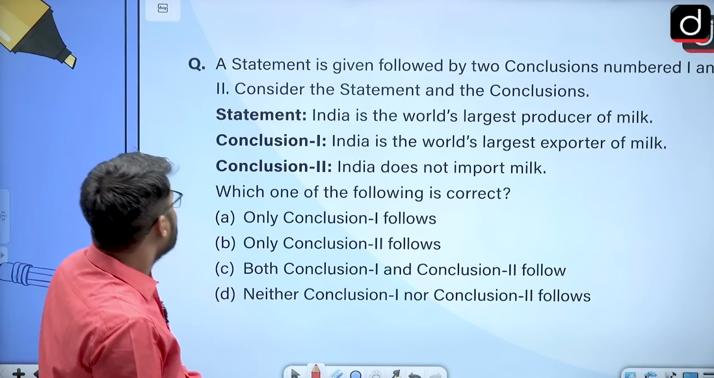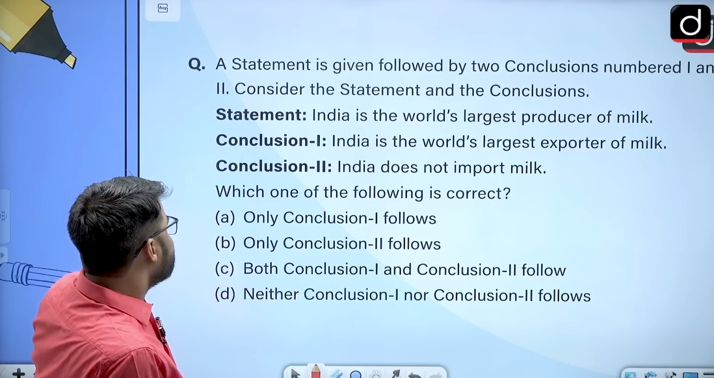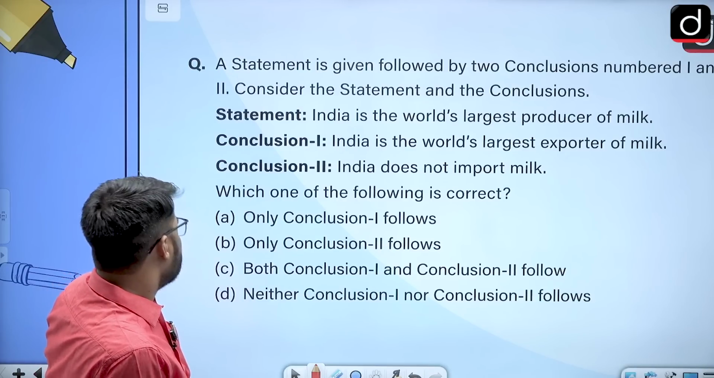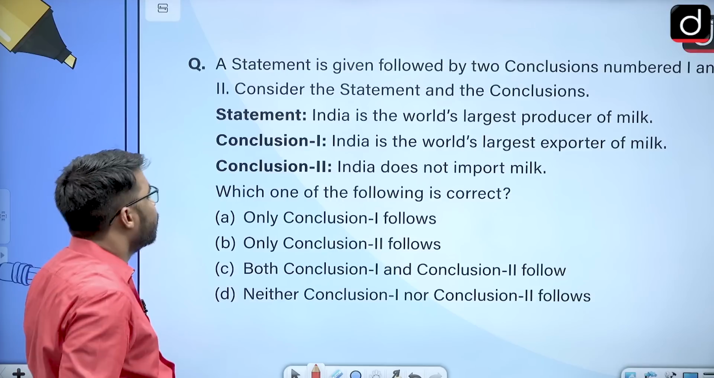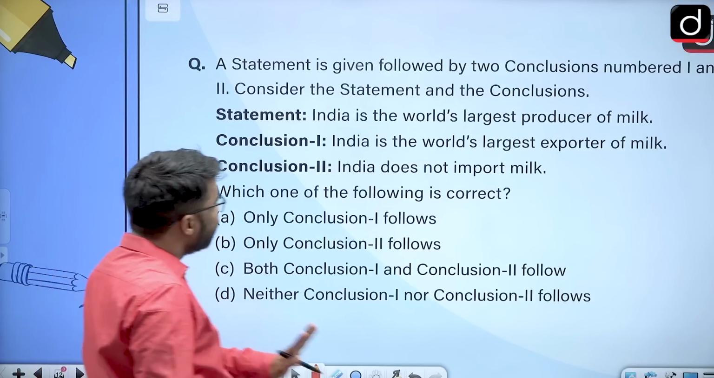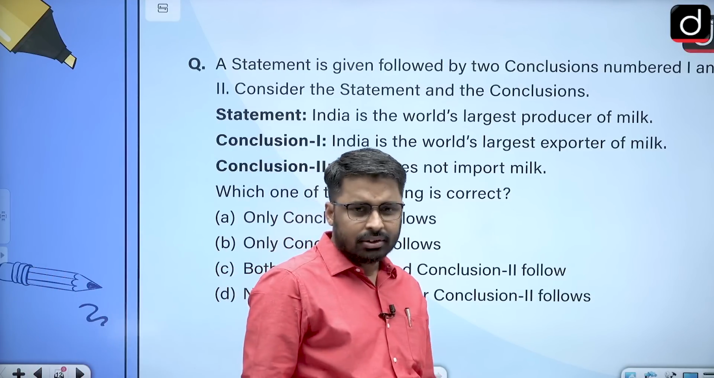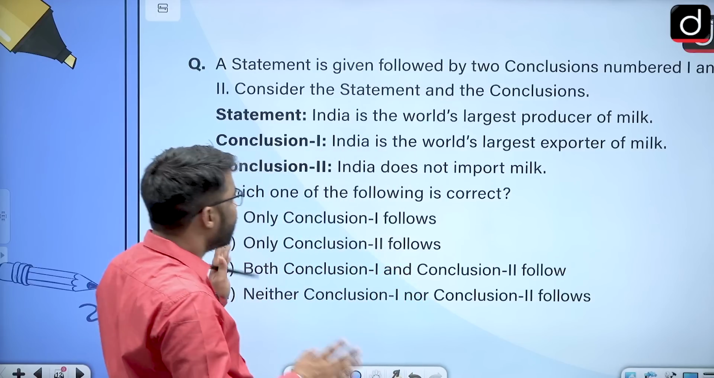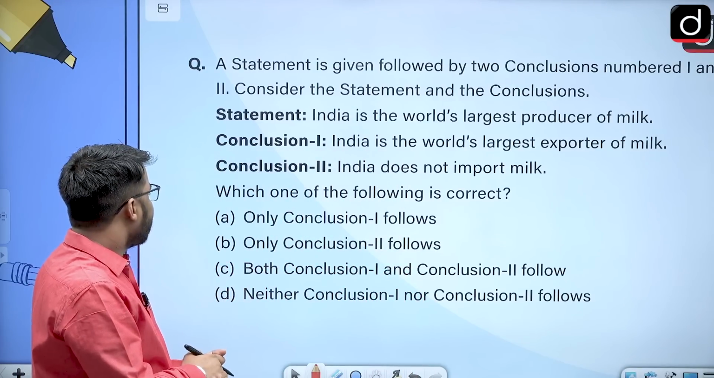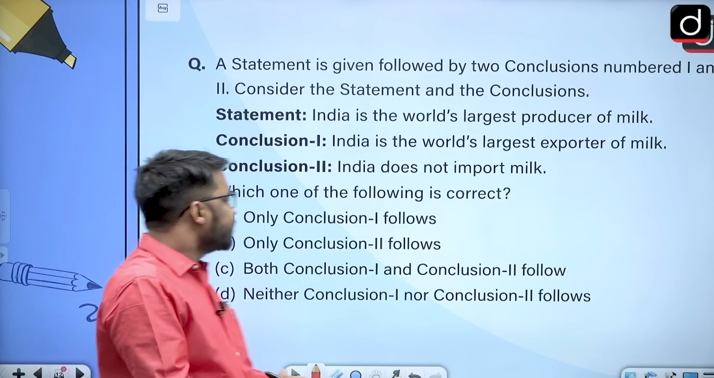Next one. Statement: India is world's largest producer of milk. Conclusion: India is world's largest exporter of milk. Now the statement says India is world's largest producer of milk, right? Like in these questions, whatever is given in the statement, you will keep it to be true. Now from this statement, conclusion 1: India is largest exporter of milk.